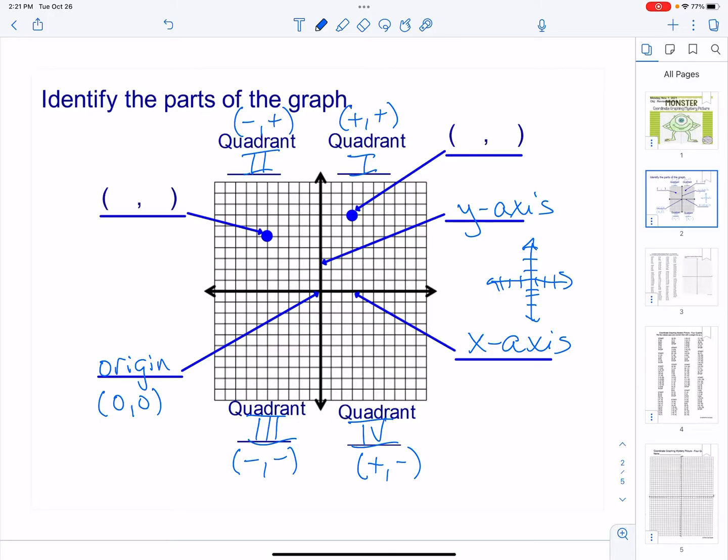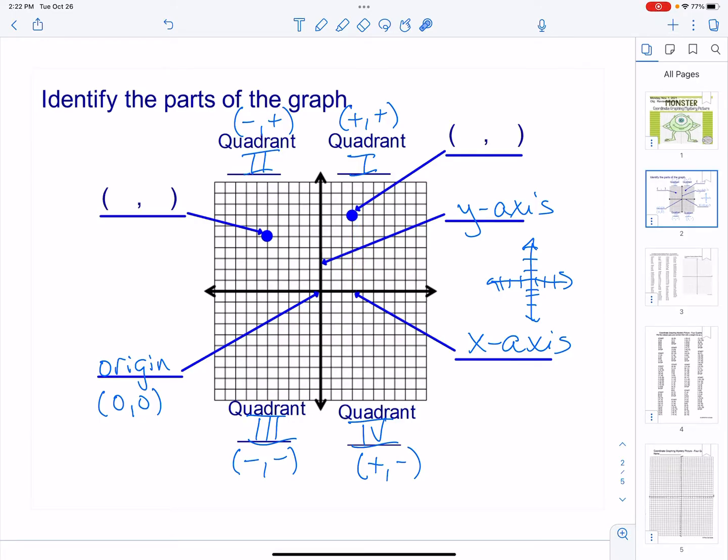Now let's look at a couple of points. So the first point I want us to look at is this one right here. So we want to figure out what is the coordinate for that point. Well, in order to do that, all you do is you start at the origin, and you're going to count how many to the right there is. That's going to be your x value. And you're going to count how many up there is. That's going to be your y coordinate.